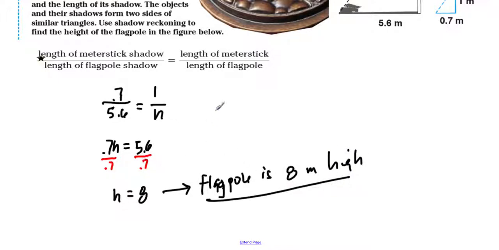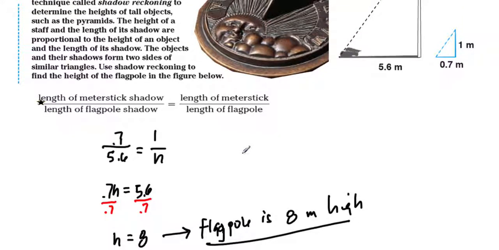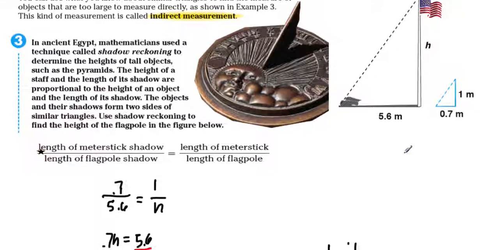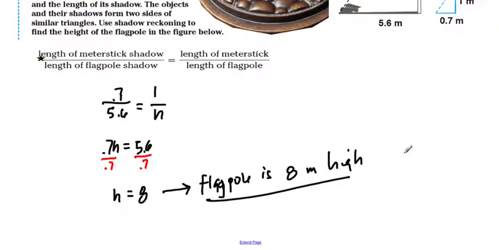And that's how you use indirect measurement to find the length of a tall object. In this case, it's a lot easier to do indirect measurement than to climb a flagpole with a measuring device. So indirect measurement works, and the ancient Egyptians found that out very early on.